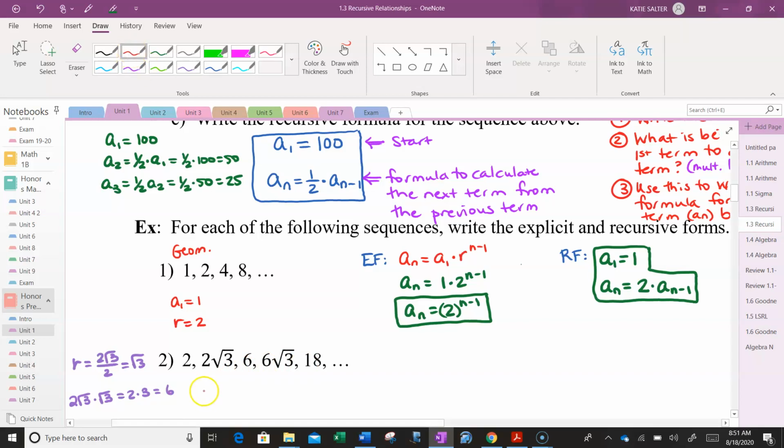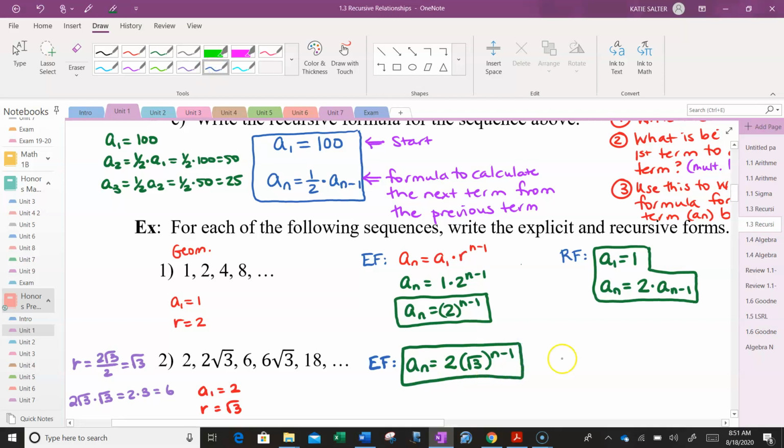So again, our first term in this case is 2. Our r value is the square root of 3. So for our explicit formula, since this is geometric, we're going to use that same formula from above, and we would just pop it together. So we would say a sub n is equal to our first term, which is 2, times r raised to the n minus 1.